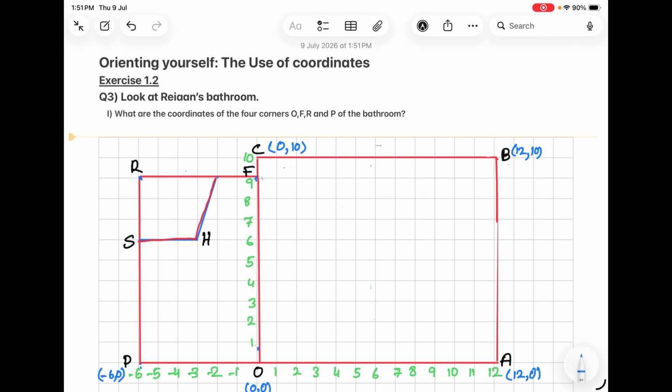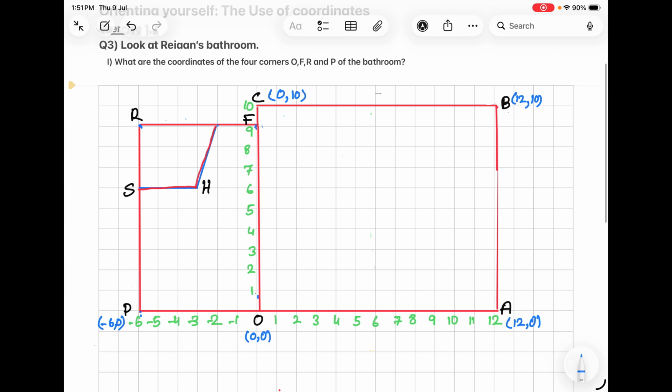Today we are going to discuss Orienting Yourself: The Use of Coordinates, Exercise 1.2. Question number 3. Look at Rian's bathroom. What are the coordinates of the four corners O, F, R and P of the bathroom? This is the bathroom, and the four corners of the bathroom are O, F, R and P.